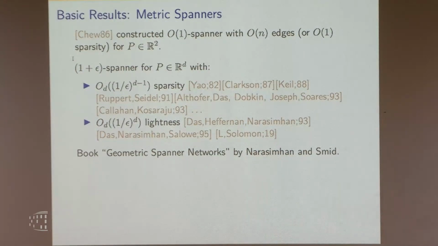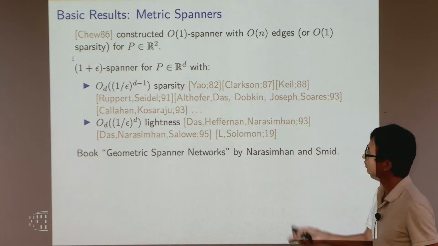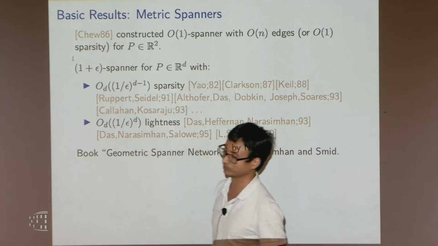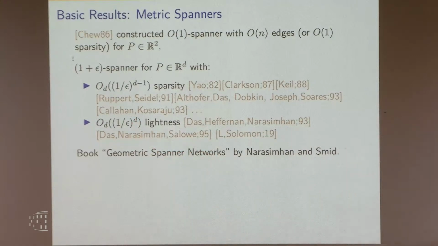The nice thing is that if you want to look for more references, there's a whole book about it. For sparsity, you can get 1 over epsilon to the d minus 1, where the dependence on d is exponential. Let's assume that the dimension is low now. The lightness is a little bit off by a factor of 1 over epsilon. For lightness, you can get 1 over epsilon to the power of d, whereas sparsity is d minus 1, so it's off by a factor of 1 over epsilon, and it's not necessary. So these bounds are tight.